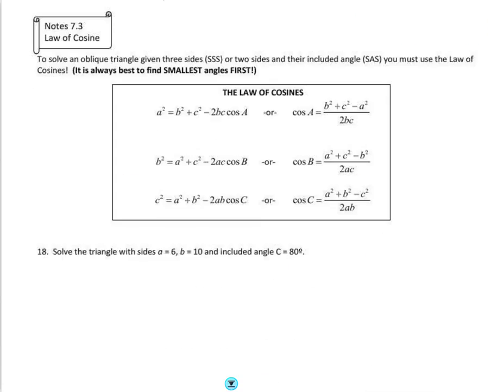Let's briefly go over this. Law of cosines is a different law you can use for oblique triangles. Law of sines, LOS. What were the three cases when we could use law of sines? Remember this: angle, angle, side.